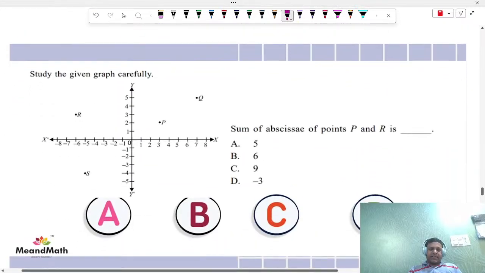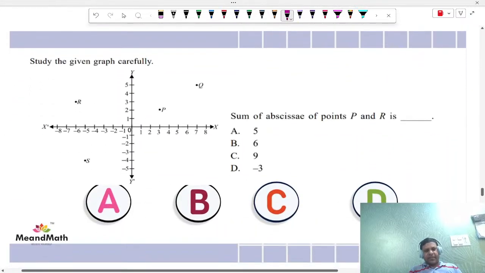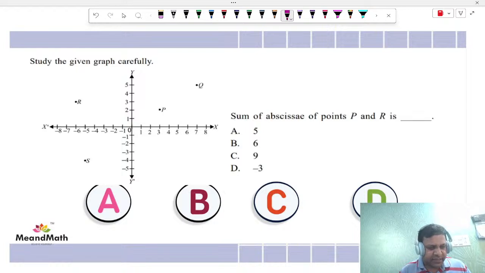Now the next question. Study the graph. Again, question is based on the graph. Sum of the abscissa of P and R is. What is the sum of abscissa and P? ये इसका आंसर दे सकते हैं. Janvi, you can give the answer of this question because you know what is the abscissa and you have to add the abscissa of P and R.